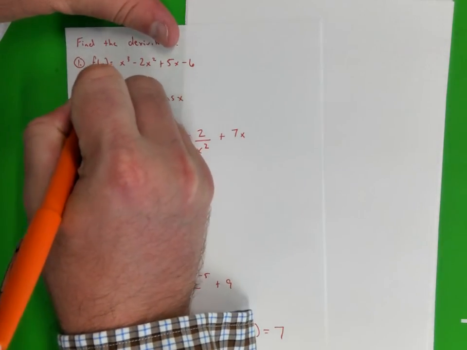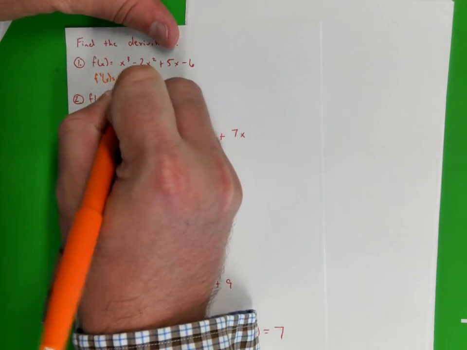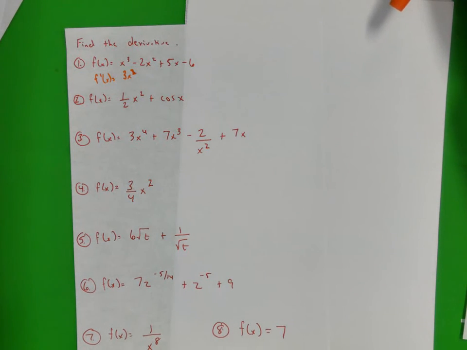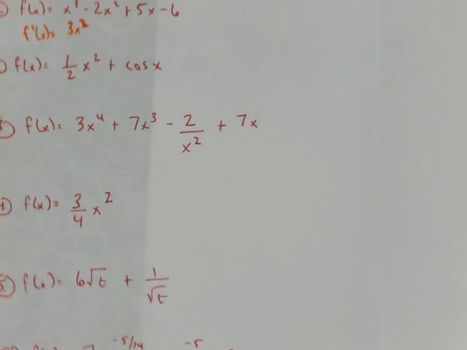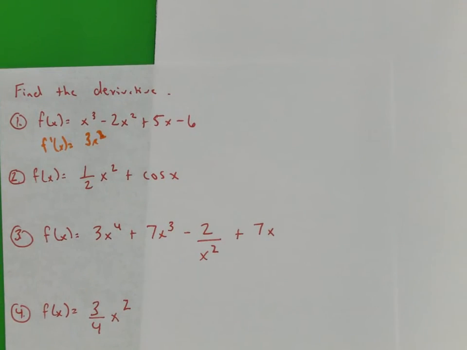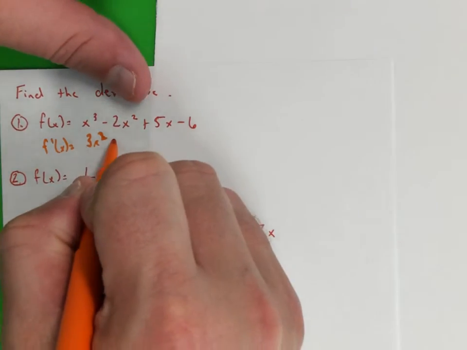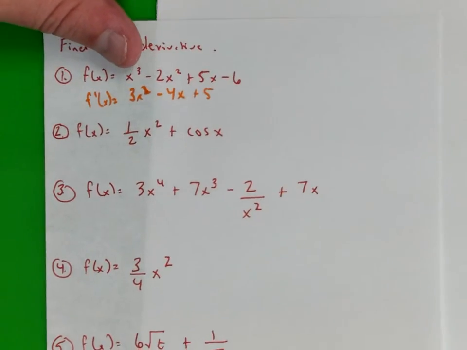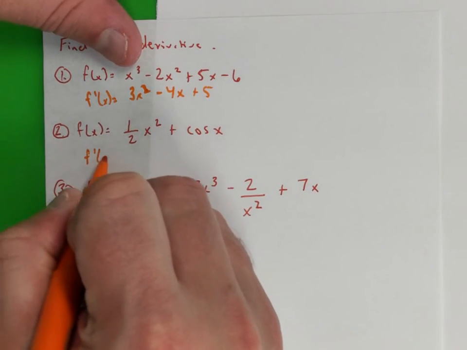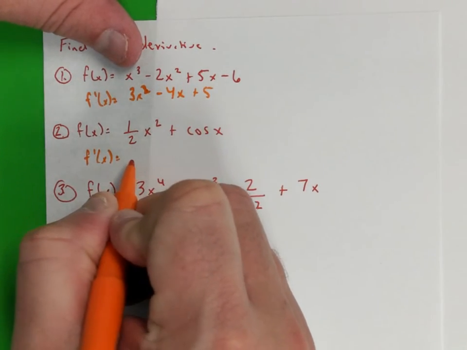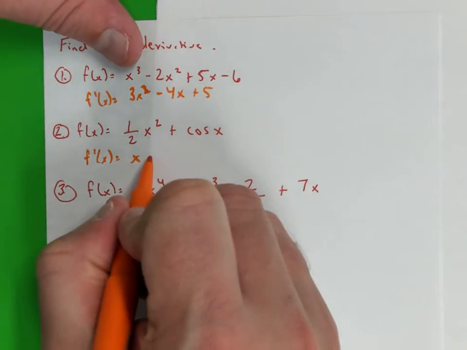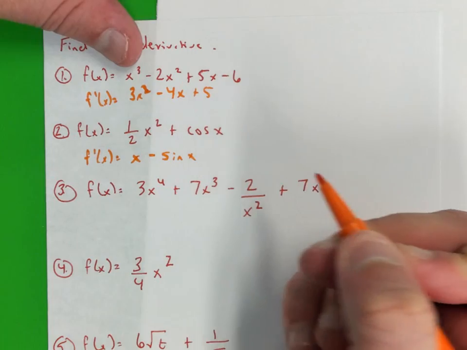Two times negative 2 is negative 4x plus 5 will be my derivative there. Number 2, f prime of x. 2 times 1/2 is what? 1. That's going to be 2 minus 1 is 1. And then what's the derivative of cosine? That would be my derivative.